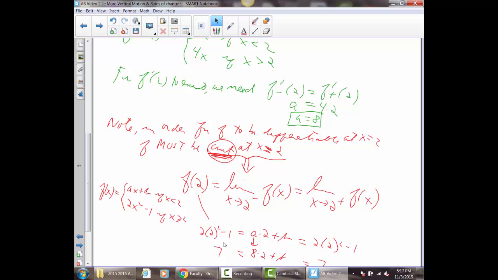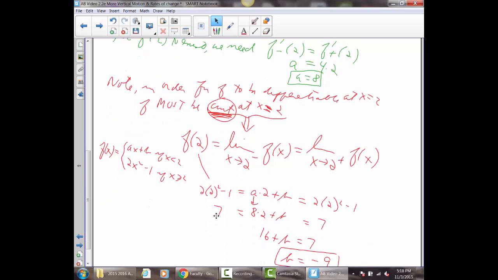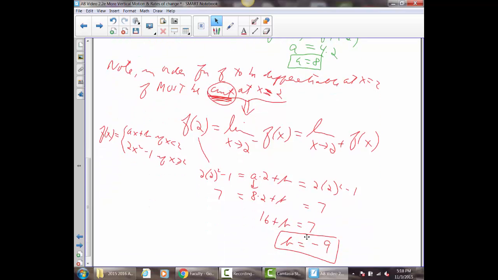f of 2, you use the bottom piece, you'll get 7. The limit as x approaches 2 from the left piece, you'll replace the x by 2. And don't forget, it is a times 2, but we do know that a is 8. And the limit as x approaches 2 from the right, again, you plug 2 into the bottom. So you end up with 16 plus b equals 7, b equals negative 9. And of course, once again, that 8 that I got here is from here.